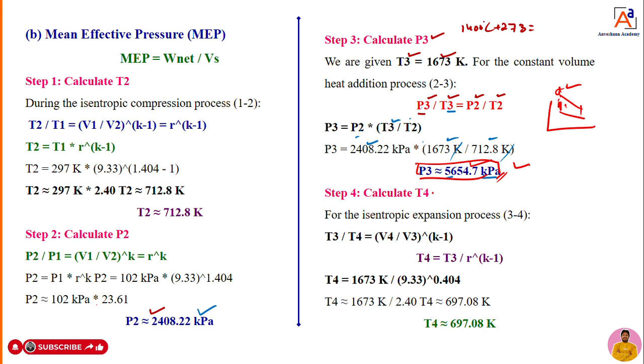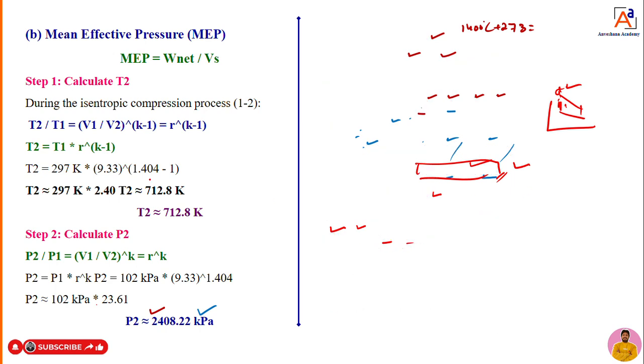Next, T4. Whether he has given T4? No, T4 is not given. That we can calculate with the help of the isentropic process, 3 to 4. So we have the isentropic expansion equation. What is that equation? T3 by T4 is equal to V4 by V3 to the power of K minus 1.